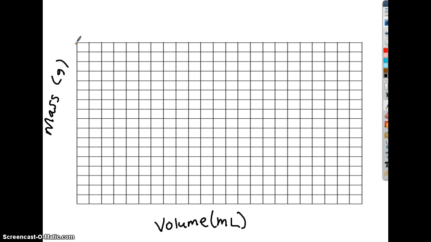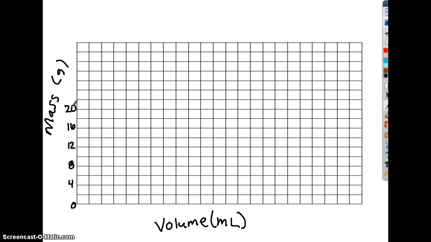So what we can do is have every line be 2. You don't have to write 2 and then 4 and then 6 and then 8 because that would get excessive. So you can go every other one if you want. So we'll have 0 at the bottom, and then we'll have 4, and then we'll have 8, 12, 16, and 20.